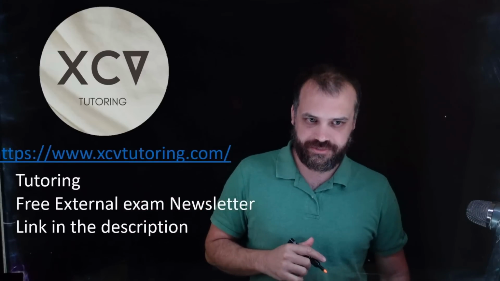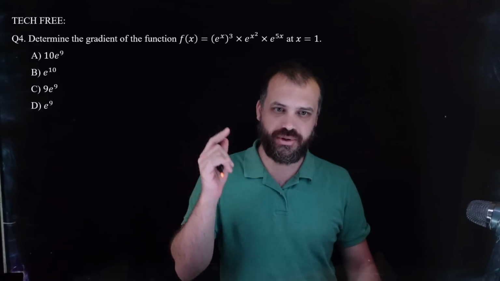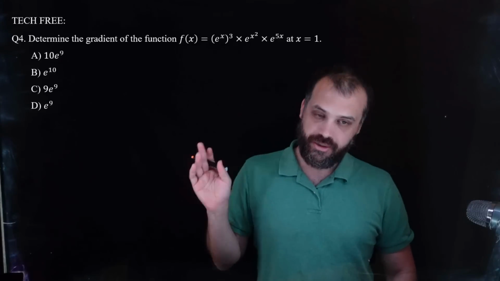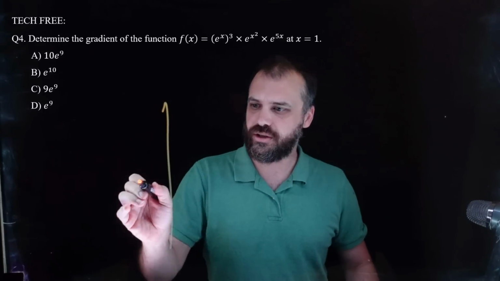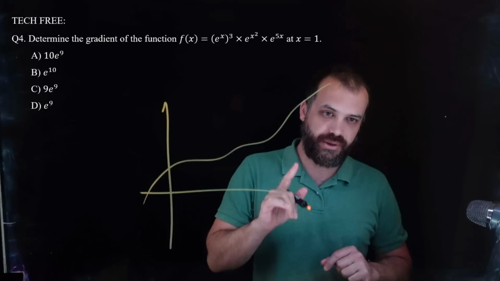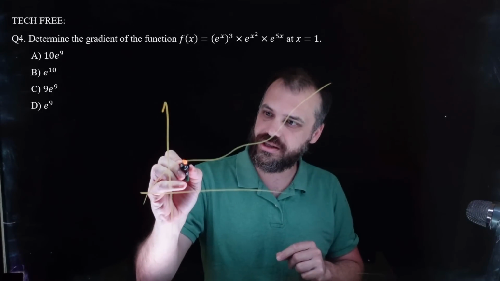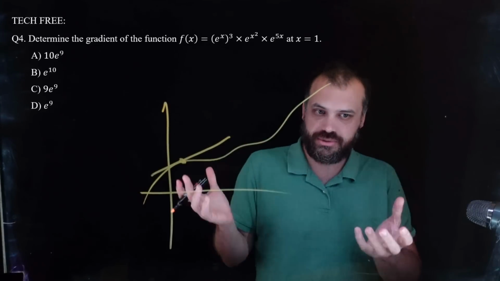Alright, let's get started. Have a try and then I'm going to do it. Here I go. So determine the gradient of a function. Big advice here: draw a picture. So, what have we got? Our function, I don't know what it looks like. It might look like this, might look like whatever. But what I'm trying to find is the gradient at x equals 1. That's the goal. What do I do?